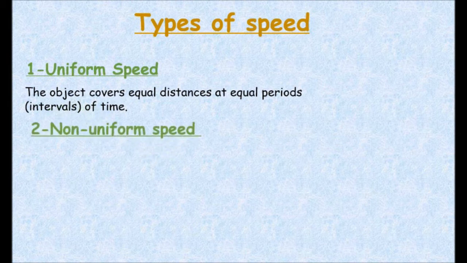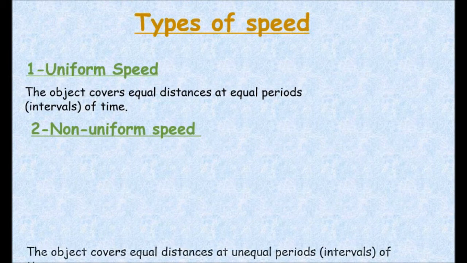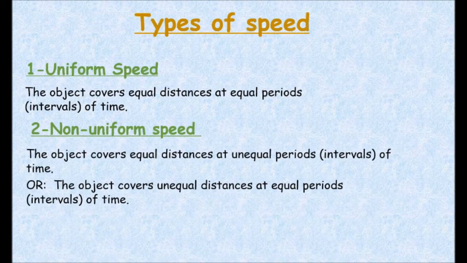And the second type is non-uniform speed, or irregular speed. In this case, we can say that the body or the object covers equal distances in unequal periods of time, or the object covers unequal distances in equal periods of time. What is meant by those two definitions? By the way, each of them is correct.